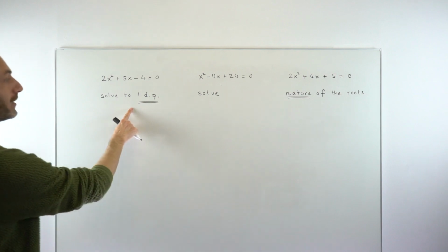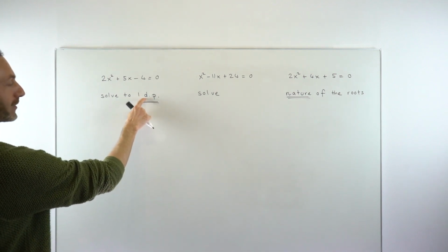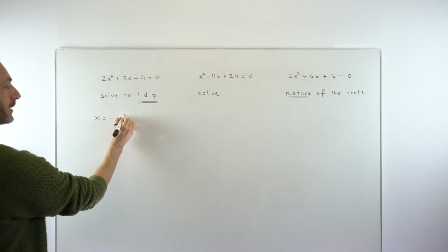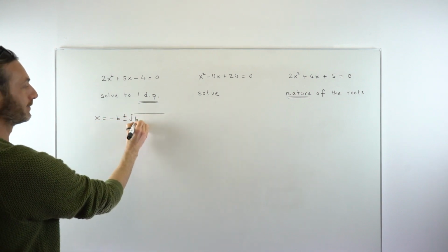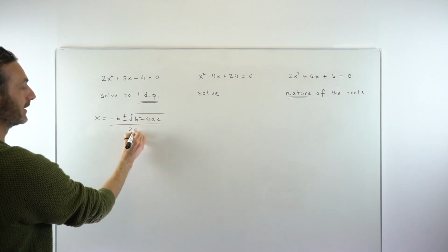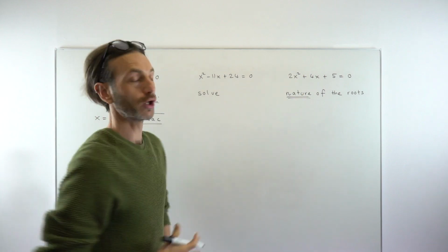So in this case here, the clue is the decimal points. That tells you you're going to be using the quadratic formula. Remember, that's on the formula sheet, so you don't need to memorize it. The point of this video is not so much to go through the technique. The point is to learn how to separate these out.